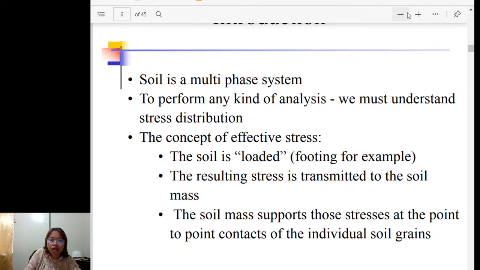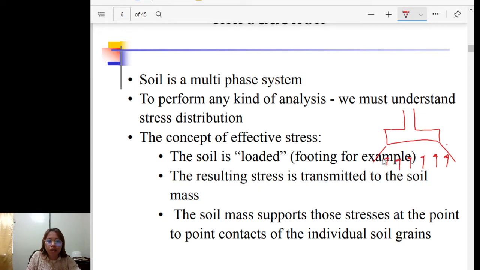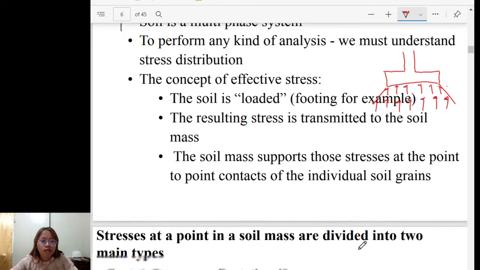So if you have the footing, then this part here of the soil will have the stress and will have the upward force that will support the foundation or the footing.